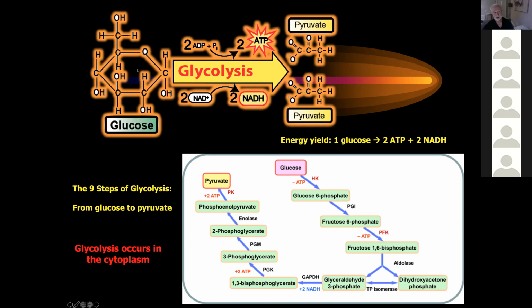Now, this shows glycolysis happening in one step. It's actually 9 steps shown here, starting with glucose. You don't need to know all these intermediates. What you do need to know is that glycolysis consumes 2 molecules of ATP. It generates 4 molecules, so there's a net ATP generation in glycolysis of 2 ATPs. For 1 glucose, there's a net of 2 ATPs.